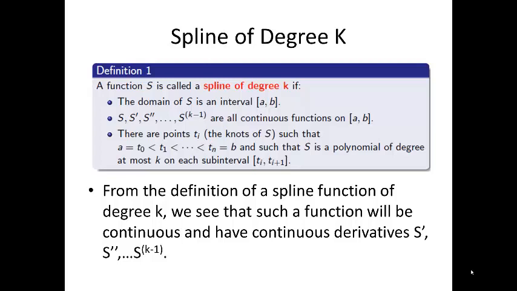Observe that no mention has been made of interpolation in the definition of a spline function. Indeed, splines are such versatile functions that they have many applications other than interpolation. Now, from the definition of a spline function of degree k, we can see that the function will be continuous and have continuous derivatives all the way to the (k-1)th derivative. Higher degree splines are used whenever more smoothness is needed in the approximating function.